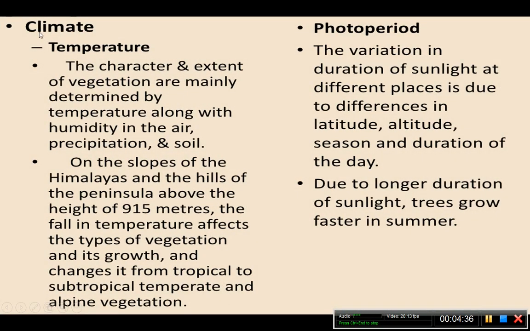Climate. Climate is here mainly related to temperature and photoperiod. So temperature, you know, determines the character and extent of vegetation, mainly determined by temperature along with humidity in the air, precipitation, and soil.